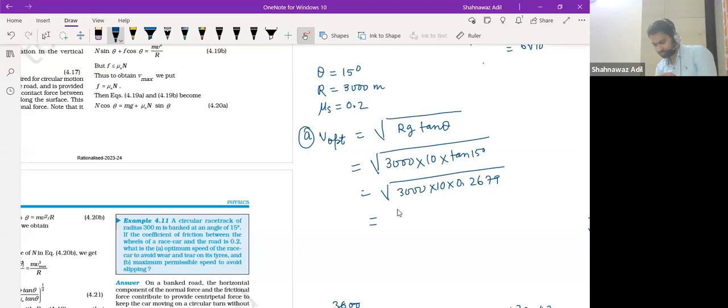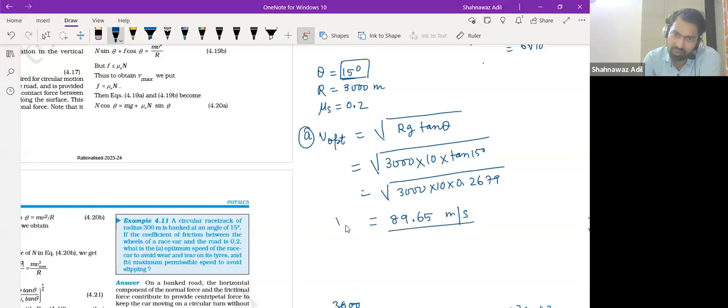And when you multiply this with 3000, and you have one more zero, so 30,000, and then you take the root. When we were doing this in class, I changed the angle because you don't know the value of tan 15. When I was doing this problem, I gave you the angle which you already know. So then this is 89.65 meter per second. So this is V optimum.